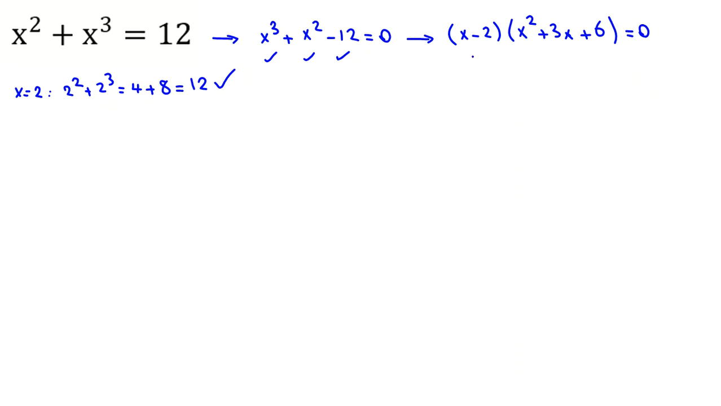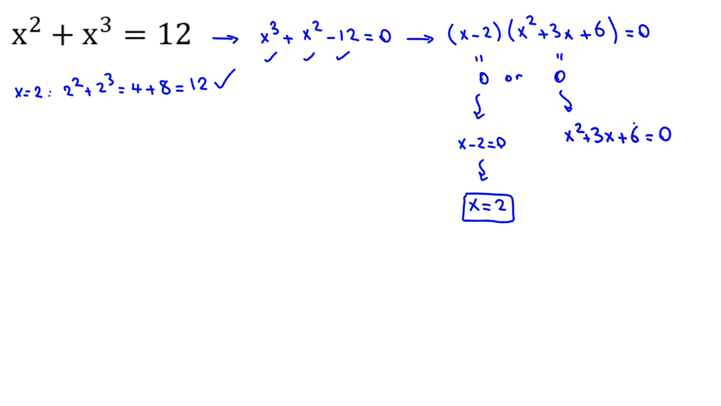Now, we have two parts. The product is 0, so this part is 0, or this part is 0. If this is 0, we can say x minus 2 equal to 0. So we take -2 to the right-hand side, x equal to 2, one answer. If the other is 0, so x squared plus 3x plus 6 equal to 0. For this part, I can say it doesn't have any answer.